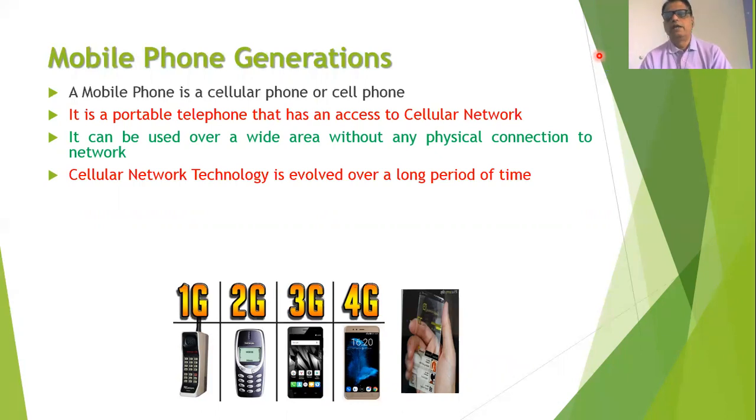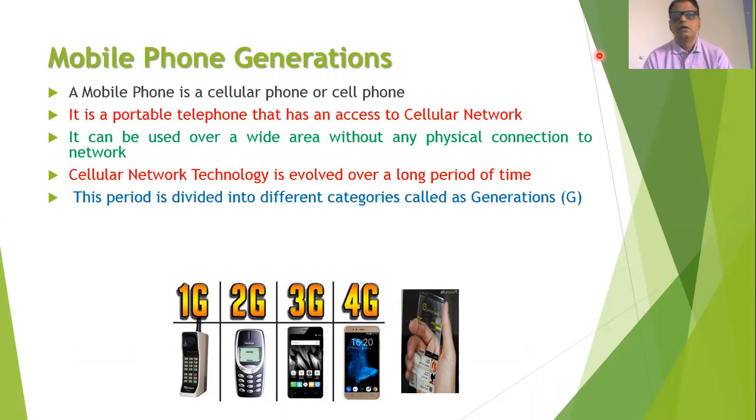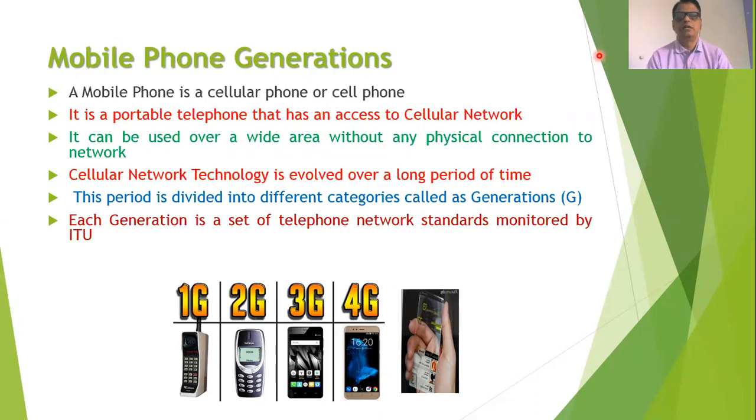This cellular network technology has evolved over a long period of time. You can say for about the last 40 to 50 years, this technology has been evolving. And this long duration of time is divided, classified into different categories. And these categories are called generations. So basically what we mean by generation is a set of telephone network standards.